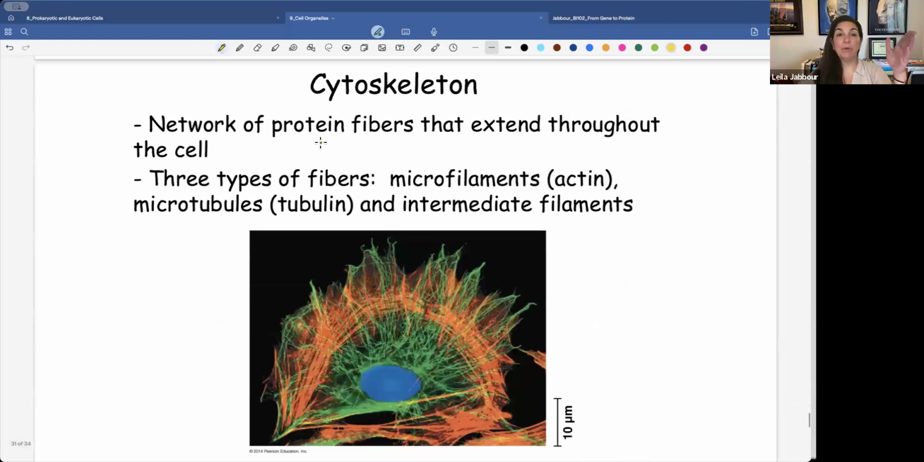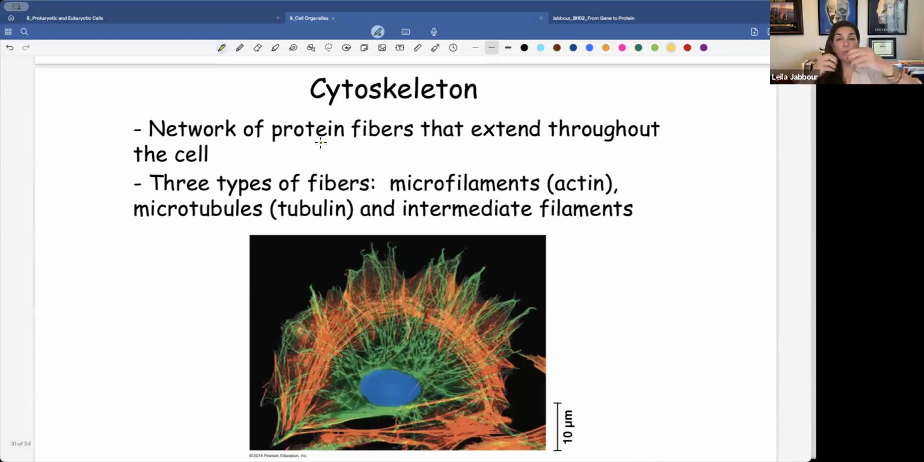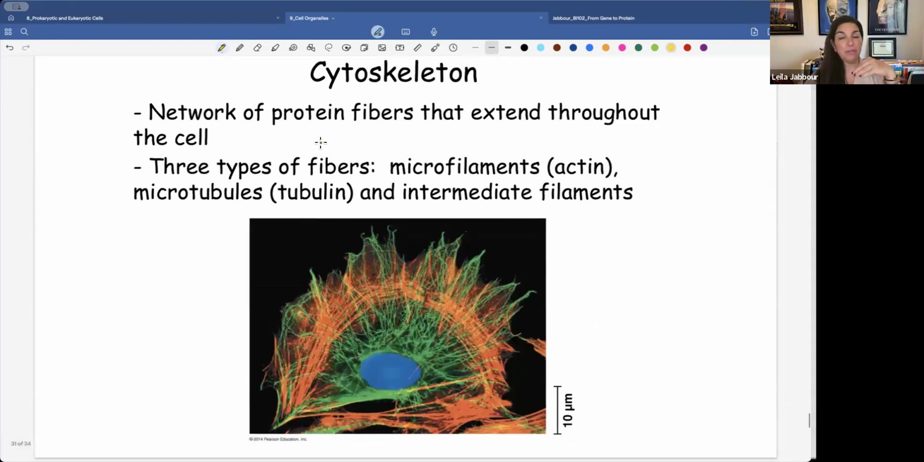Cytoskeleton, I drew it on the diagram. It's a network of protein fibers. And every time you see the word fiber, think of something very, very long. We have three types of fibers. I didn't mention them earlier in the drawing, but you should know them. We call them microfilaments of actin, microtubules made of tubulin, and intermediate filaments. You need to know these three names: microfilaments, microtubules, and intermediate filaments.